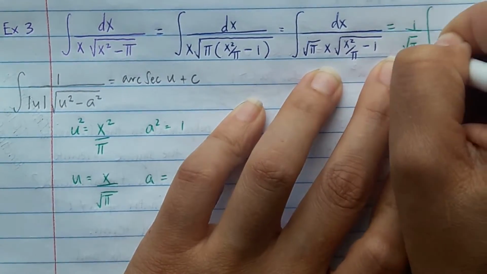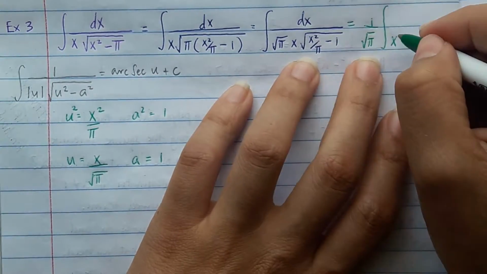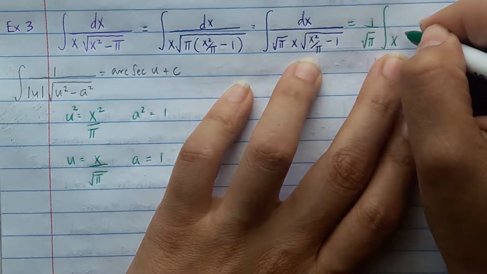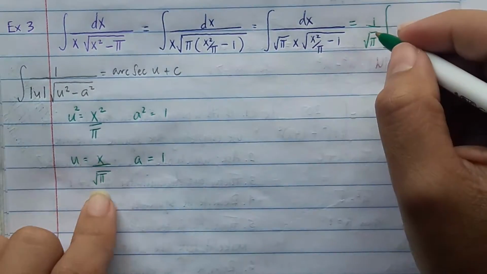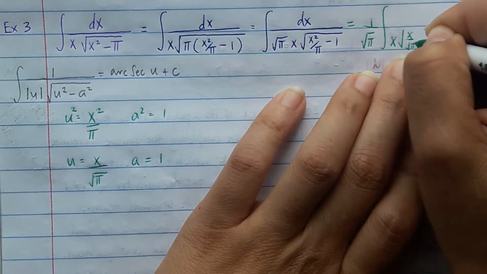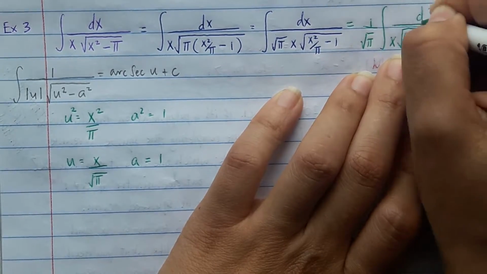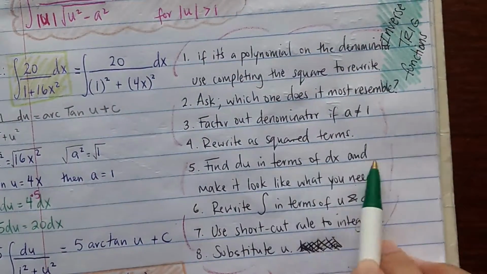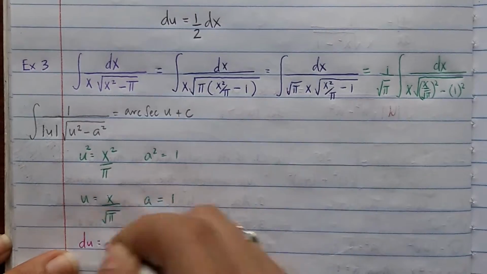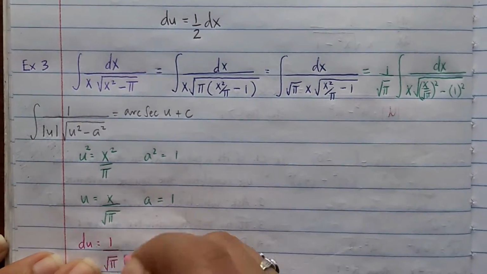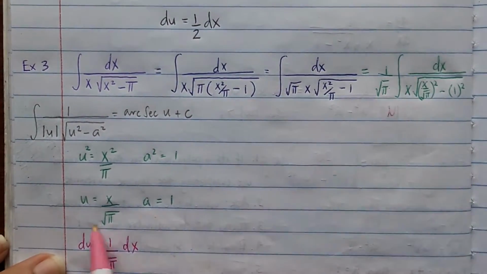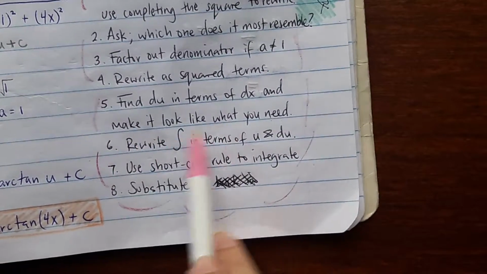So it's going to be 1 over square root of pi outside, and then that's x, and then the square root of u squared, which is x over radical pi squared, minus a squared, which is 1 squared, and dx on top. Alright, then find du and make it look like what you need to in terms of dx. So du is equal to 1 over radical pi, which is going to be a straight up substitution.